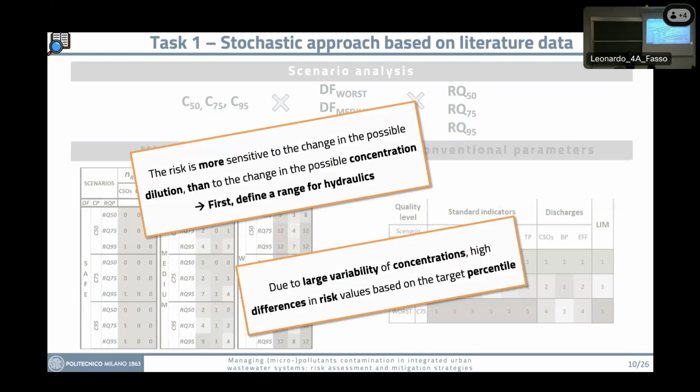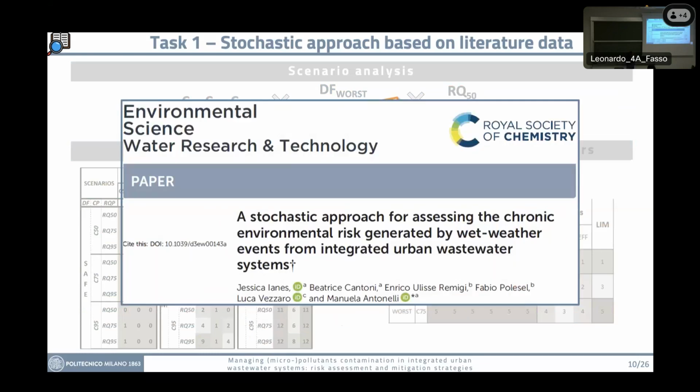But due to the large variability of the concentrations that we have during wet weather, high differences in risk can be observed if we change the percentiles of the risk quotient, because we have a very skewed distribution. So if we look at the median or at the 90th percentile, we have very, very different values of risk. This work is published, and if you want to know more, this is the paper.